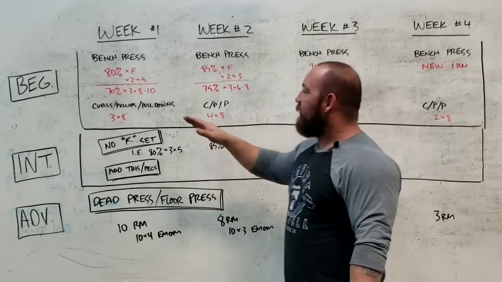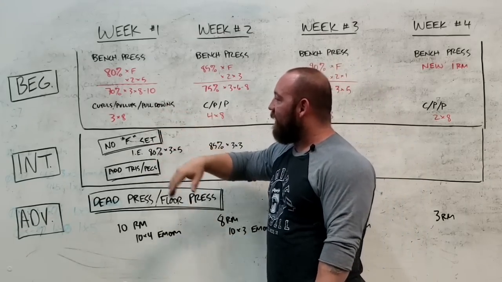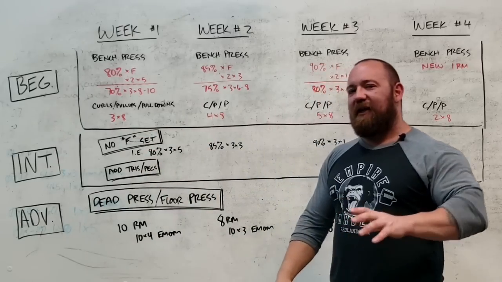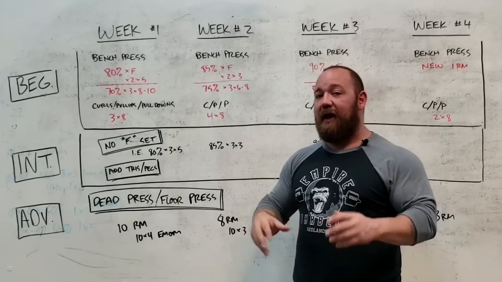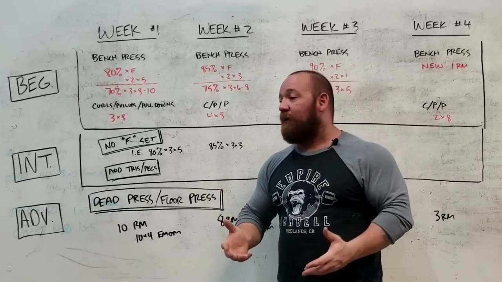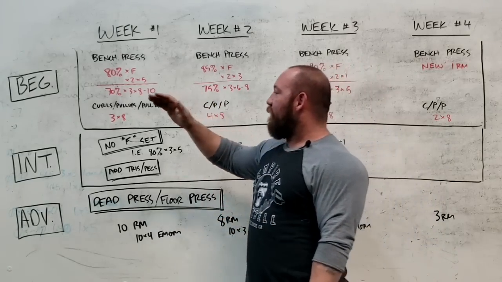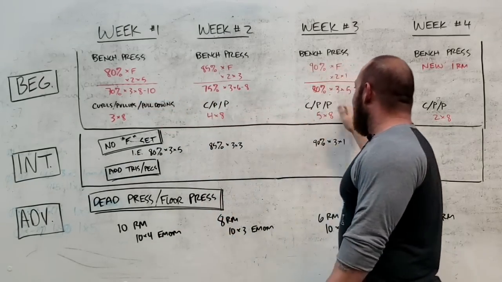And then you go into your accessory. Now the accessory stuff, I kind of like this because I don't see a lot of people do this. I've done this for a long time with a lot of success. I push it a lot. I call it volumizing. I don't know what the hell anyone else calls it. But he goes from 3 sets of 8 to 4 sets of 8 to 5 sets of 8.